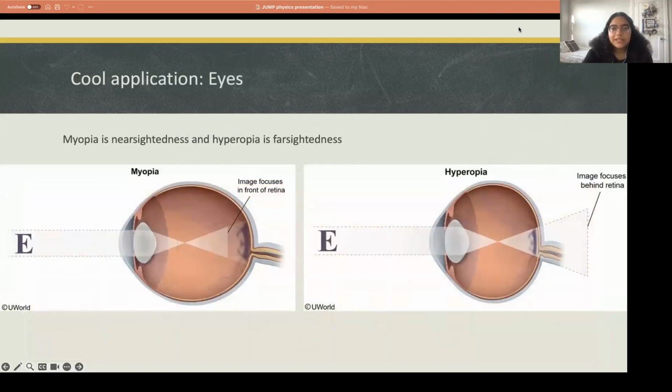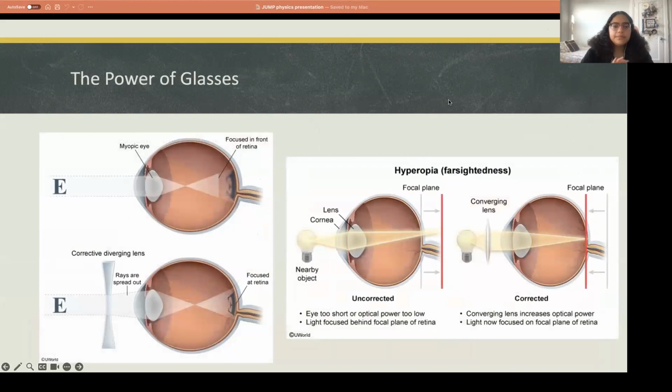An application of lenses is eyes and eyesight. So myopia is nearsightedness and hyperopia is farsightedness, and you can fix that with lenses. So first of all, what the thing actually is. With nearsightedness, your image is focusing in front of the retina, whereas for hyperopia, farsightedness, it actually focuses behind, and then you can use a lens to correct that.